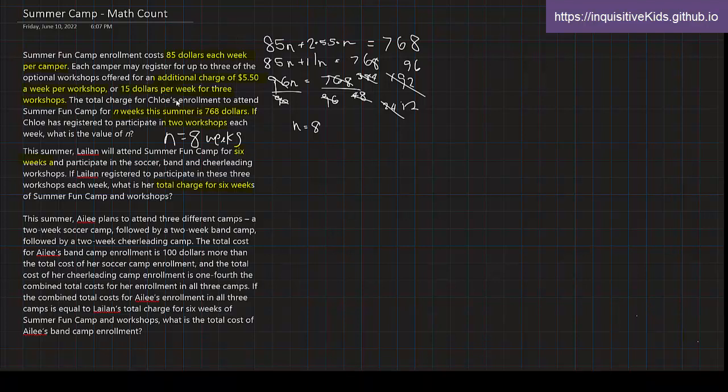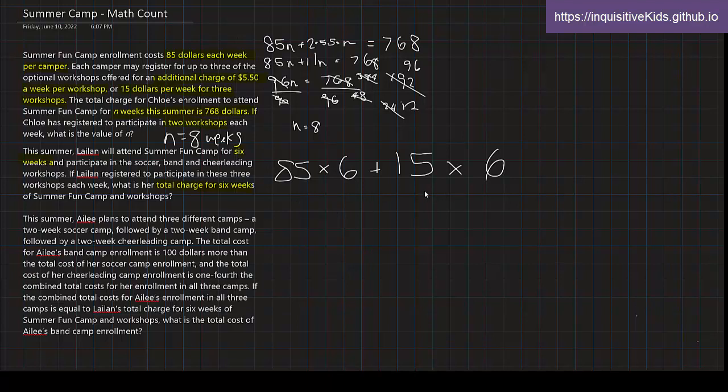So first, everybody needs to spend $85 per week. So 6 weeks, right? And added with the workshops, it says that if you're going to do all 3 workshops every week, you just have to pay $15. So 15 times 6. And this is our final equation. And now we have to solve.